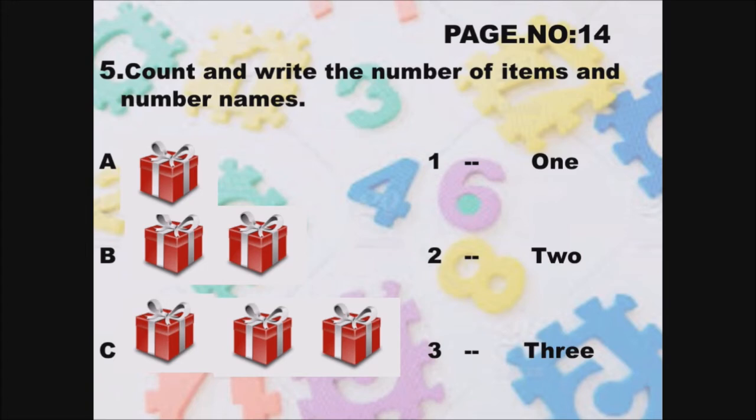See the next one. How many boxes are there? Let's count. 1, 2. So number 2 and its number name is T W O, 2. See the next one. How many boxes are there? Let's count. 1, 2, 3. So 3 boxes are there. So write number 3 and its number name is T H R E E, 3.